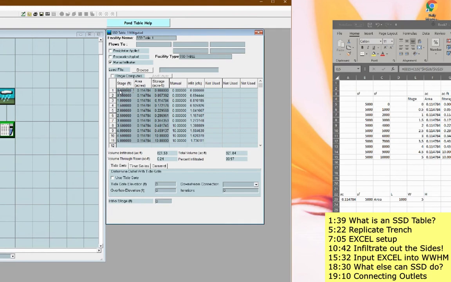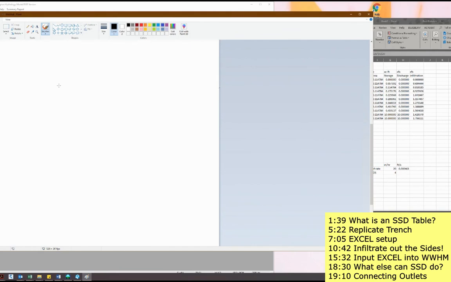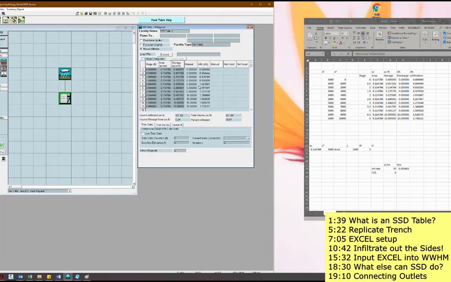So what else can I do with this SSD table? Now, one of the things I like the most about them is I can actually come in and add another structure. Can you even believe that? What would I need a third outflow for? Well, maybe you want to try to use this as like a flow splitter. For example, I have a manhole with one pipe here, and maybe this pipe goes one way, this pipe goes another way to some facility. This one goes to a stream. You can actually do that sort of thing with SSD tables.